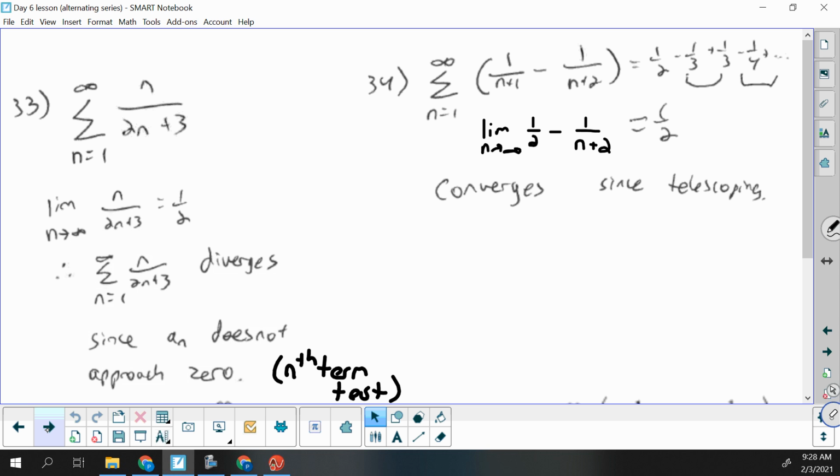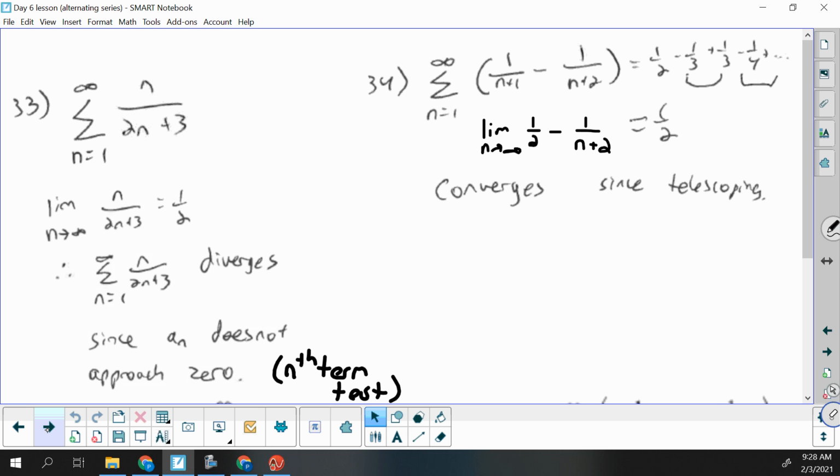In the next one, the limit as n approaches infinity of our terms is 1/2. So therefore, that diverges by the nth term test. Remember, if your individual terms do not go to 0, then it automatically diverges by the nth term test. And that's usually the first one you want to look at and see, because that's a quick one.